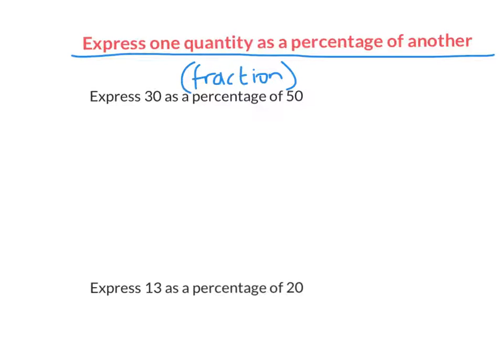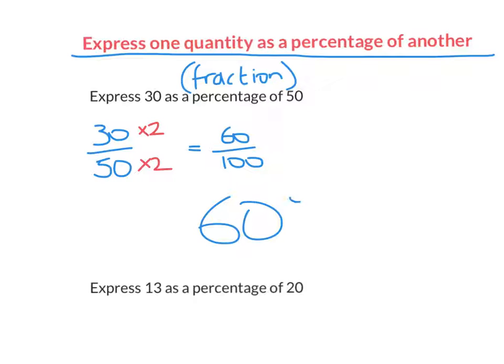Well, that's dead easy. We can just do 30 over 50. And then based on what we did yesterday, we just want to change it into percentage. Okay, so all I need to do is make the bottom number 100. So I'm going to times the top and bottom numbers both by 2. And that's going to make 60 over 100. And because it's over 100, that means it's 60%.